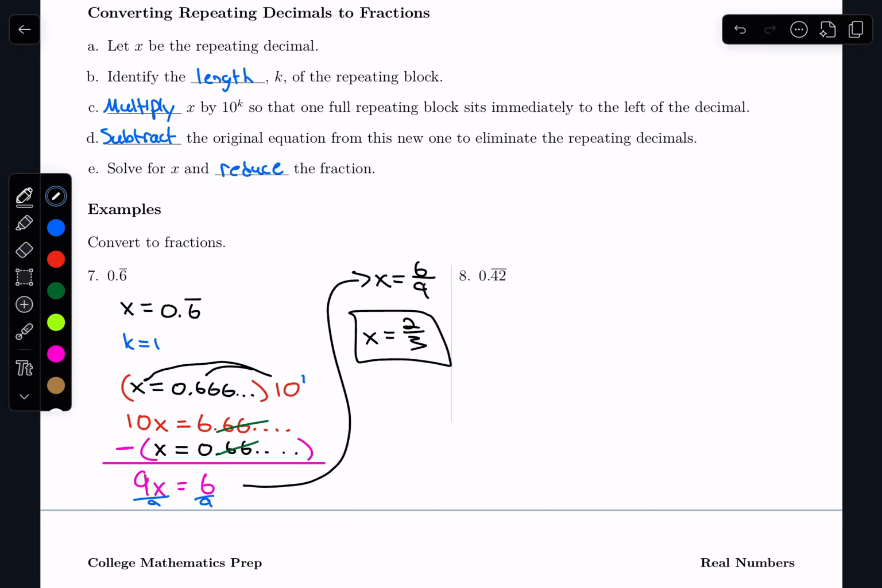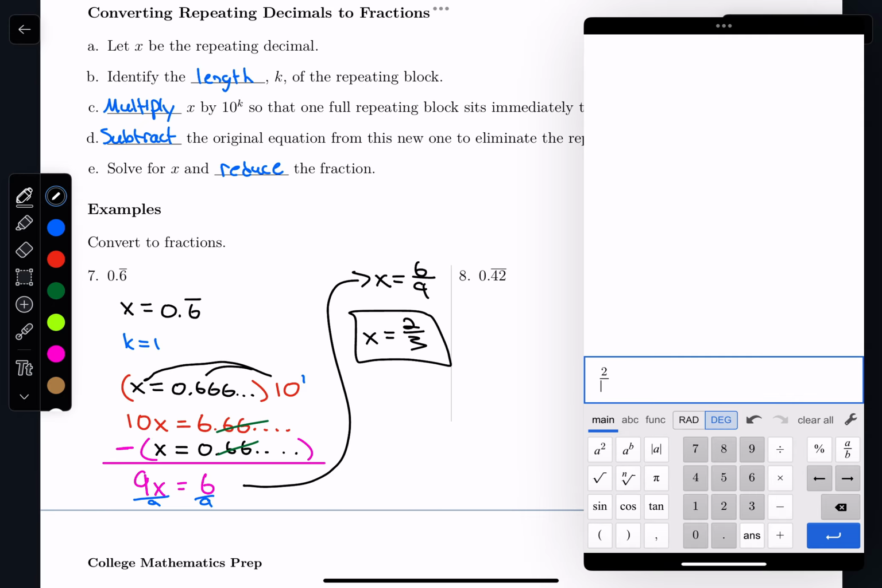So now watch this on a calculator. If I type in 2 divided by 3, look at that decimal expansion. It's a whole bunch of sixes, and then the 7 that you see at the end is because the calculator rounded that last number that it shows. So 2/3 is 0.6666666, where the sixes go on forever. All right, so we did that one as we were seeing the steps.